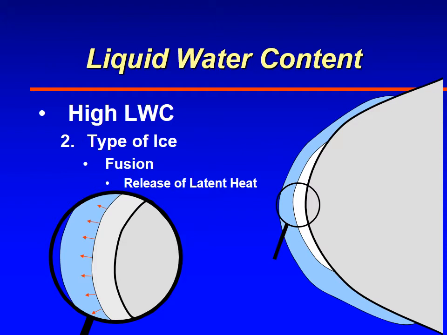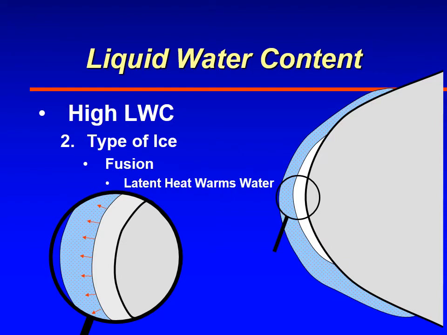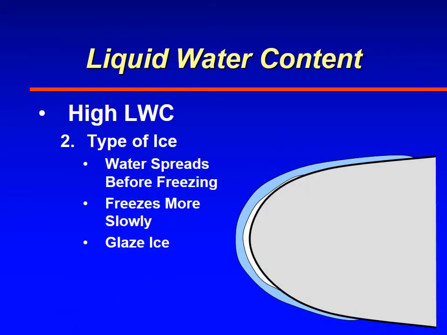Where does that energy go? That energy actually goes into the water, and it warms the water a little bit. So this freezing process tends to warm the water, and it keeps it at slightly warmer temperatures, not necessarily at temperatures above 0, but maybe just slightly below 0 degrees Celsius. So because of the latent heat release, the temperature of the water warms up a little bit, and it doesn't freeze as quickly. It freezes more slowly. And during that freezing process, it tends to spread out over the wing, and you tend to get more of a glaze type of ice.